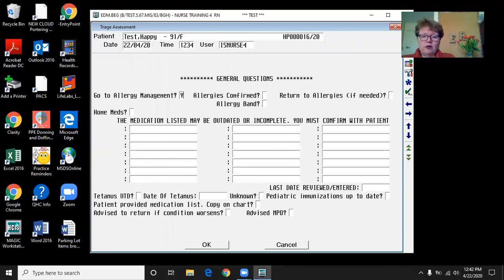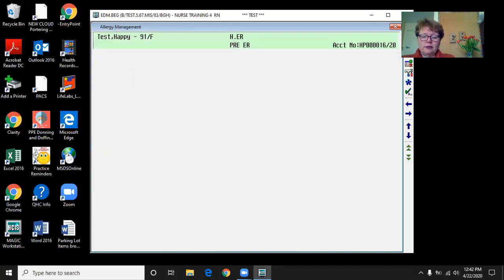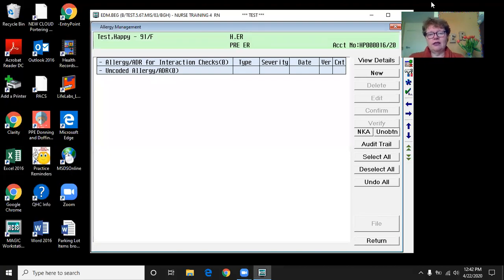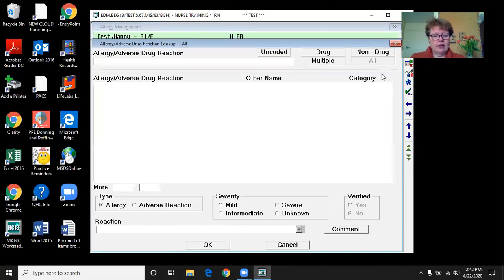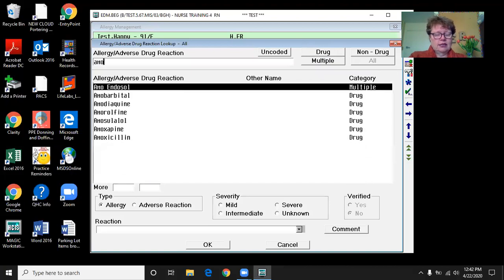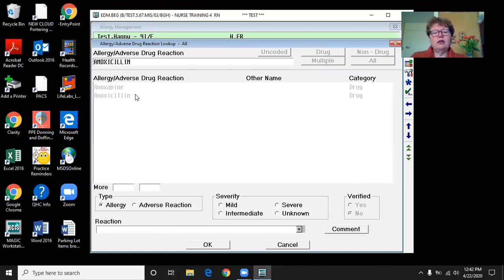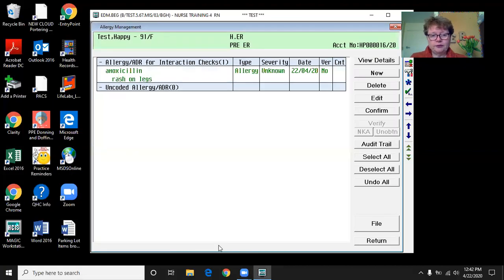So you're going to enter. You'll get a screen looking like this. You'll add new. We're going to put in amoxicillin for today. And if you happen to know the allergy type, if they can share with you what type of allergy, was it mild or severe? I'm going to put for my patient rash on legs. Sometimes that's what they're feeling is their allergy. I'm going to put OK.